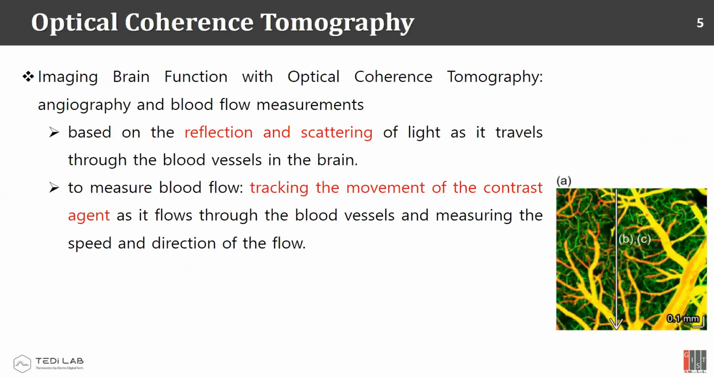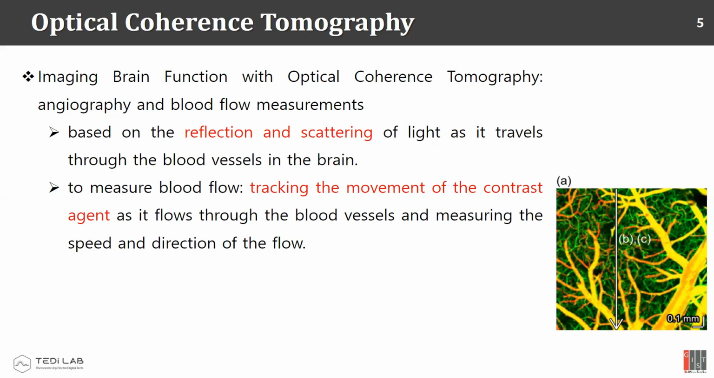So first, let me introduce optical coherence tomography, OCT. There are two components in OCT: angiography and blood flow measurements. The principle of angiography is based on the scattering of light as it travels through the blood vessels in the brain, and OCT uses the light to create detailed images of the brain and measure the reflection and scattering of light as it travels through the tissue and blood vessels. OCT can also be used to measure blood flow by analyzing the movement of blood cells in the vessel.